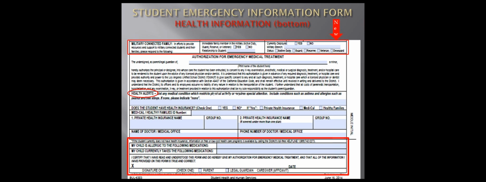The authorization for emergency medical treatment section and the health alert section at the bottom of this form is very important. This provides us with information on any health conditions, allergies to medications, or any medications that the student may be taking. It also provides the school with information on health insurance if applicable. It is extremely important that the parent or guardian signs this emergency form. Their signature certifies that they read and understand the form and give authorization for medical treatment if needed.